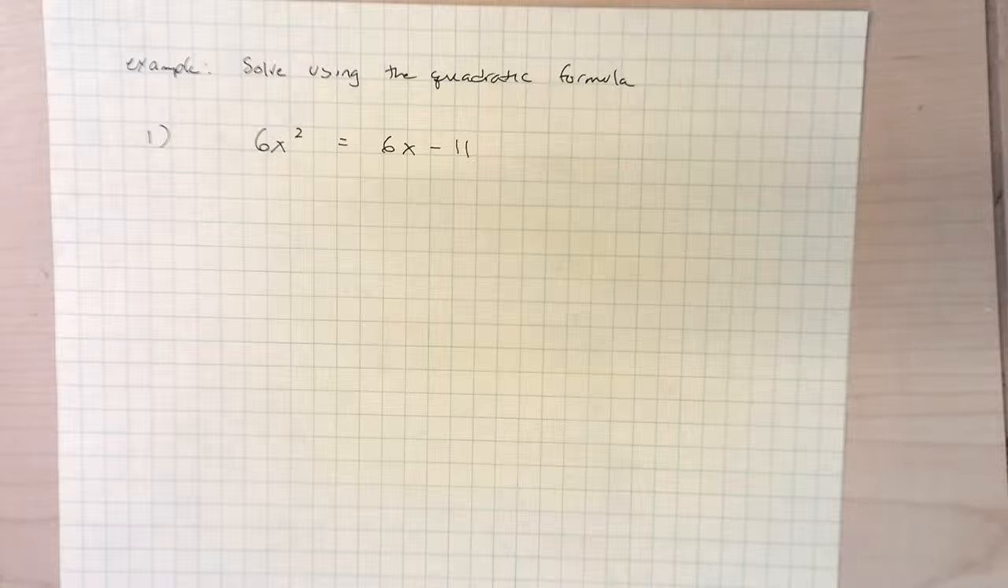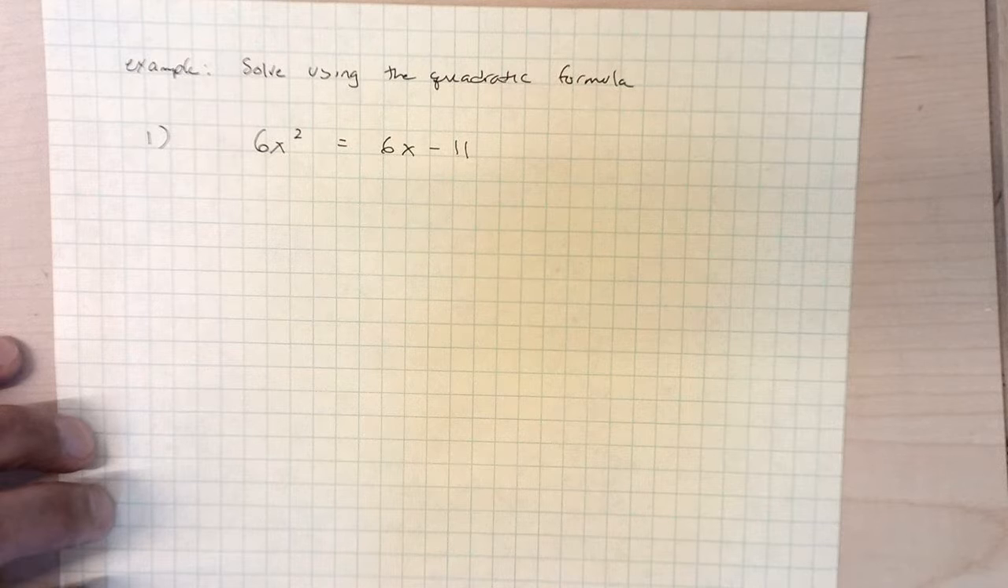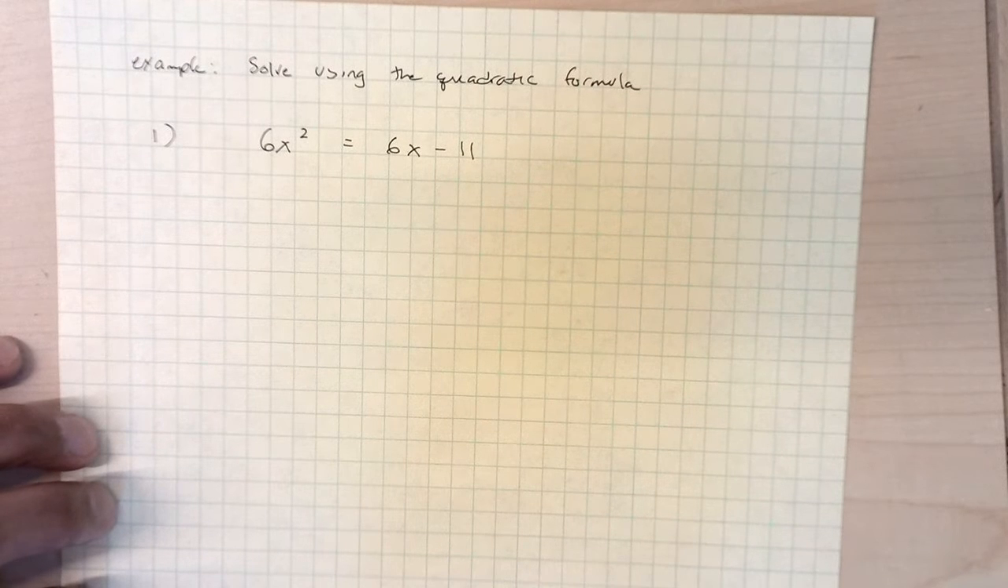Okay, so I just wanted to go over a few examples on using the quadratic formula. So here's my problem that I want to solve using the quadratic formula: 6x squared equals 6x minus 11. Don't forget that you have to put your equation in the standard form. So everything needs to be on one side of the equation, and it should also be set equal to 0.